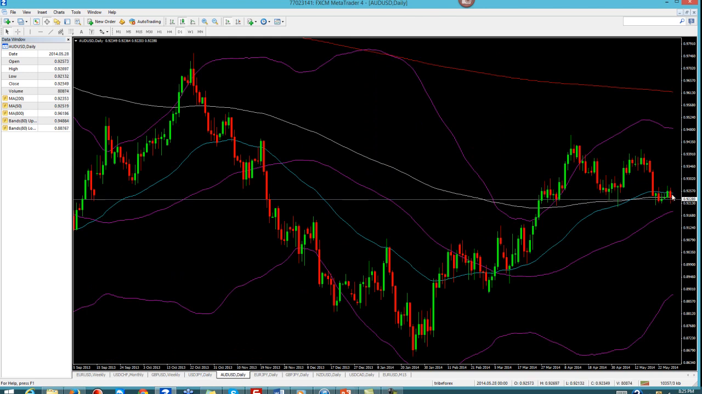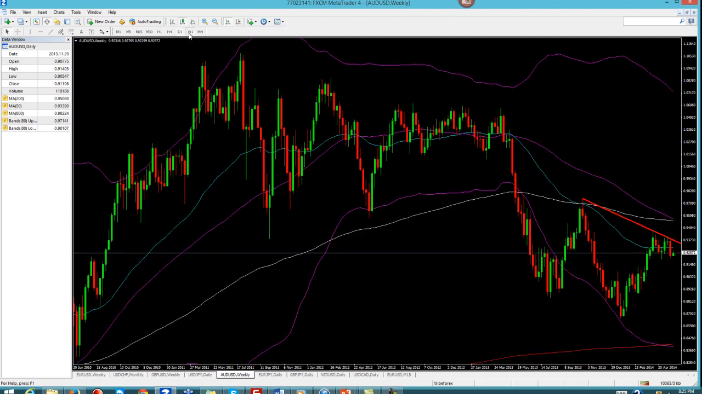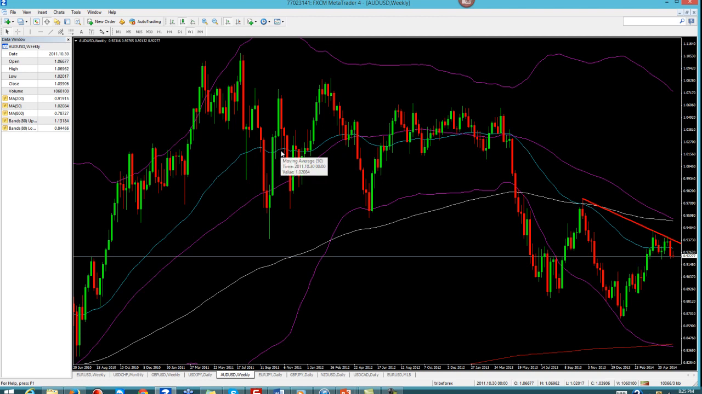Same thing as far as the Aussie dollar is concerned. We are in consolidation here. I think the overall bias on the Aussie dollar is going to be a sell. This is actually a beautiful trend line. If we ever get back up to it, it'd be a great place for us to take a sell off of. Depends on what the market sentiment is.